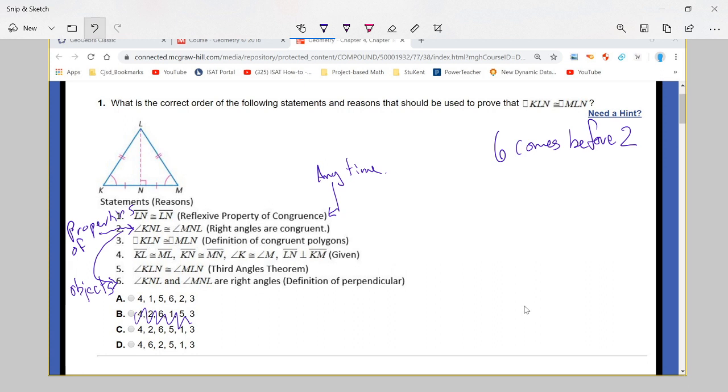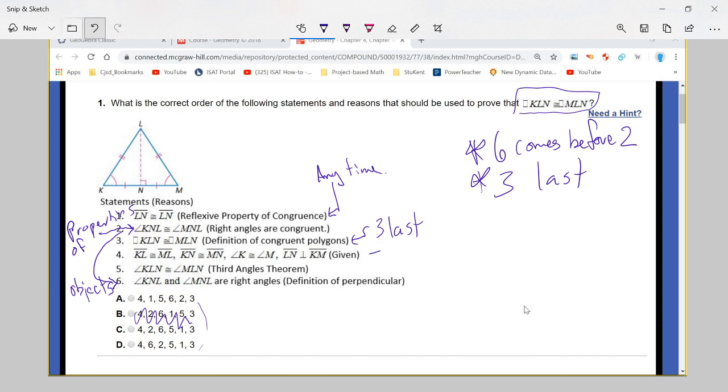Now let's keep going. 3 says the definition of congruent polygons. Well, that is what we're supposed to end up with here, so 3 should be last. That's something else I know. I knew this, and now I also know 3 is last. That doesn't help me, though, because 3 is last over there.